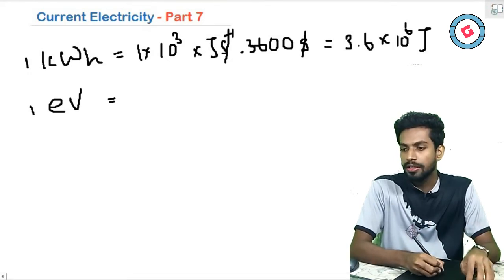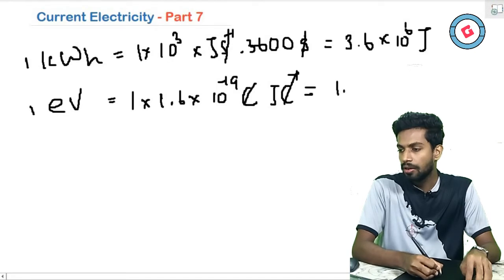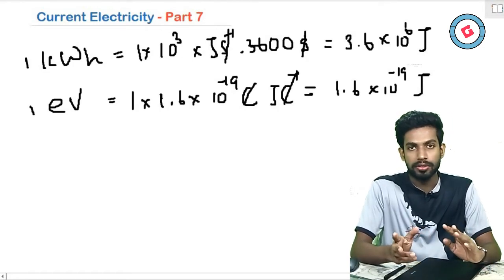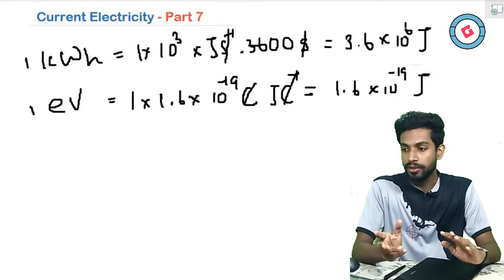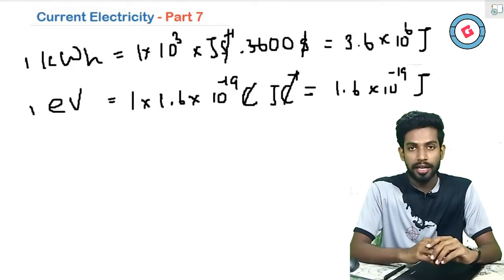And for 1 electron volt, 1 electron is the charge of an electron. It is 1.6 times 10 to the power minus 19 coulombs. That is the charge of an electron. A volt is joules per coulomb. So if we simplify the units, we obtain 1.6 times 10 to the power minus 19 joules. So 1 electron volt is 1.6 times 10 to the power minus 19 joules. So it is a very small unit, and 1 kilowatt hour is 3.6 times 10 to the power 6 joules. That is a very large unit.